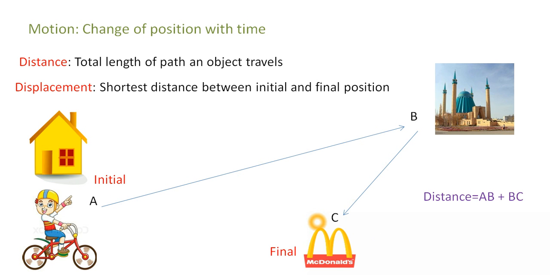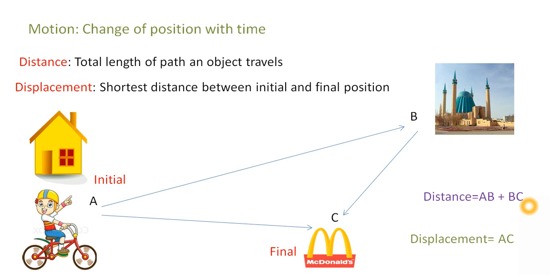Now what is the shortest distance? Obviously this A to C, initial to final, is the shortest distance between the initial and final position. It means AC is the shortest distance. So when AC is the shortest distance, it means our displacement is AC.